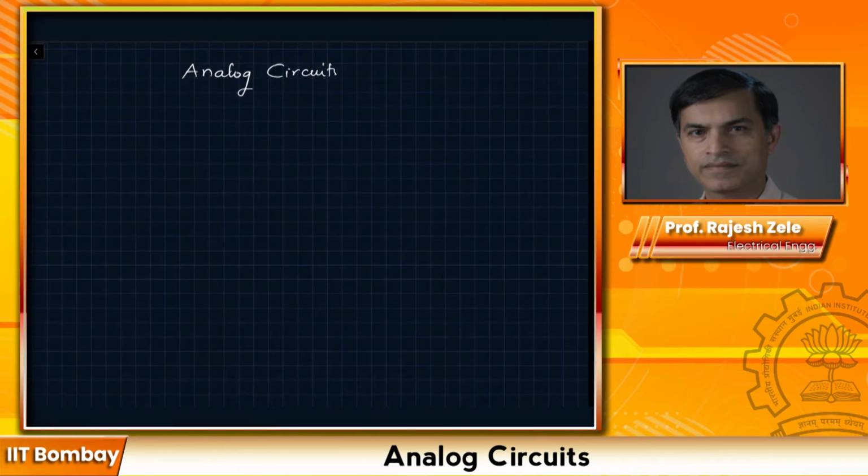In the previous lecture, we talked about common collector amplifier or emitter follower, and we did a very simple circuit representation of the emitter follower. In this lecture, first we will start off with adding more details to the amplifier.